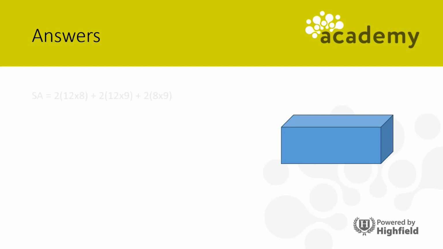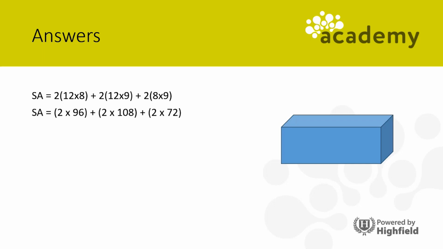Let's see how you did. So in the first example, it's 2 times 12 times 8 plus 2 times 12 times 9 plus 2 times 8 times 9, which is the equivalent to 2 times 96 plus 2 times 108 plus 2 times 72. Or in other words, 192 plus 216 plus 144. And the answer is 552 centimeters squared.